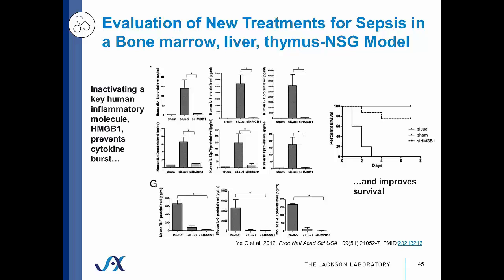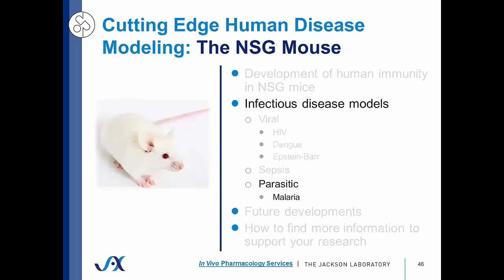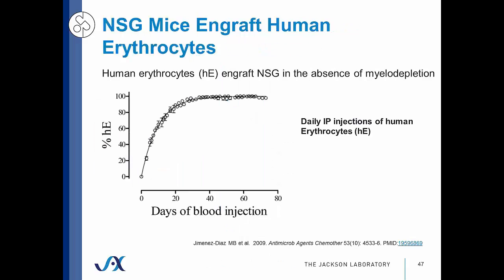So finally, I'd like to end the data portion of our discussion by looking at malaria disease modeling. I mentioned at the beginning of our discussion that human erythrocyte populations in the peripheral blood are low after immune cell reconstitution with the CD34 model. But one way to get around this limitation is to inject human erythrocytes intraperitoneally daily until you reach a point of saturation. And then you can use these models to study pathogens that typically infect human red blood cells.